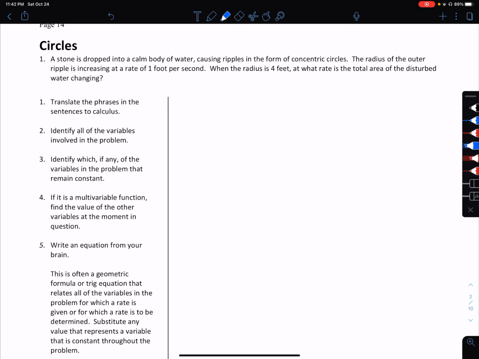First sentence, the only thing that's important there is mentioning that it's a circle. There's nothing to convert into calculus. The second sentence, the radius of the outer ripple is increasing, that means positive, at a rate of 1 foot per second. When you're given a rate, you should write that rate using Leibniz notation. So the change in the radius with respect to time is equal to 1 foot for every 1 second. The radius is increasing at a rate, change in radius with respect to time, 1 foot per second.